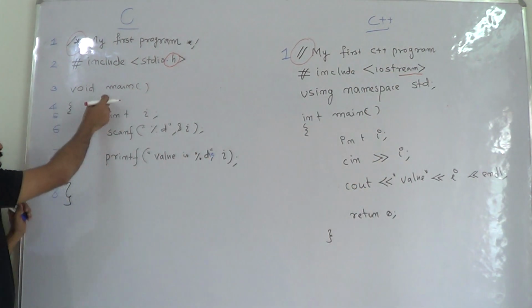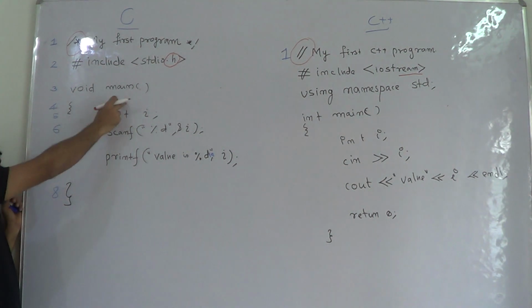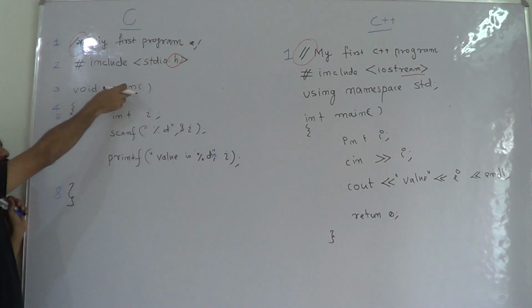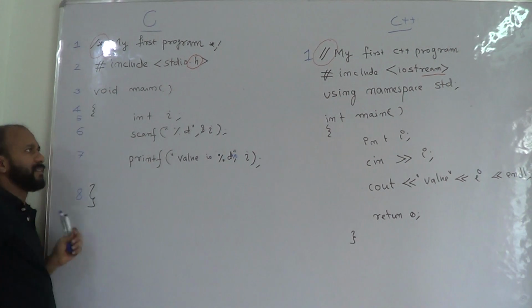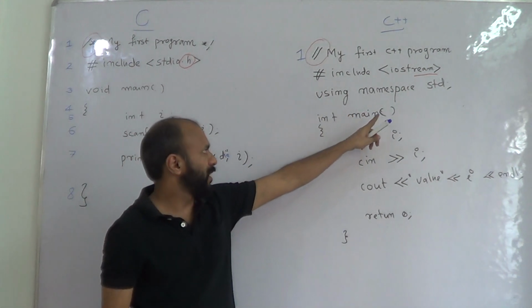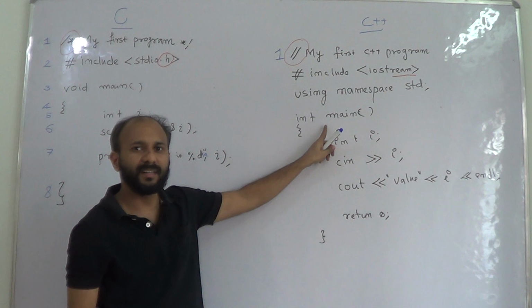Next one. In the C programming language, you can write the return type of main as void. But in C++, the return type of main is always the integer data type.